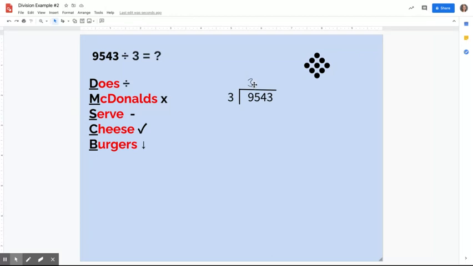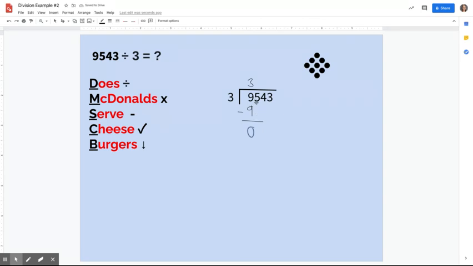So now I'm going to multiply to check and make sure I've done my math correctly. So 3 times 3 is 9. How many apples have I used total? I've used 9 of them. Now I go down to serve, which is subtract. So I'm going to subtract 9 minus 9, which gives me 0. Now in this one, I have no apples left.